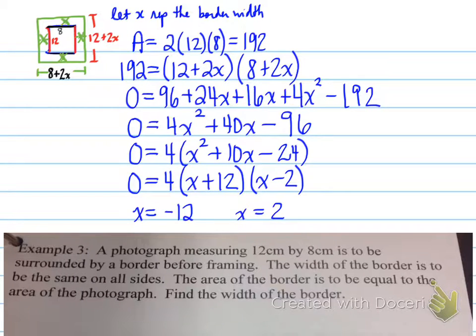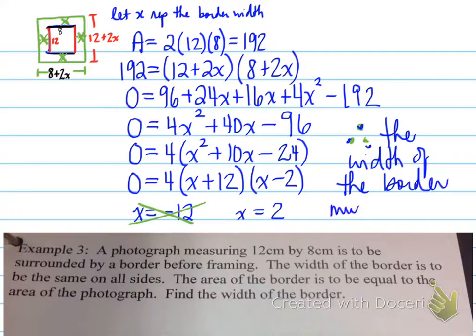Now looking at the question, what is x? Well, looking at the top, x is the border width. It is impossible to have negative 12 as a width because you literally are going into the picture to do that, and that makes no sense. So negative 12 doesn't work, so we write our therefore statement that the width of the border must be 2 centimeters wide in order to satisfy the information here.